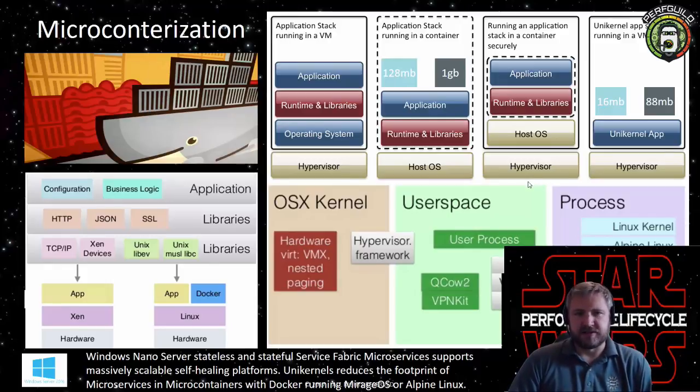It'll use about 128 meg, 1 gig container, quite bulky. Now, if you move this and deploy it to a unikernel container, so something running like Mirage OS or Alpine, what you can do is move the host OS outside, so that way you can reduce the footprint considerably. So 16 megabytes of RAM, 88 meg of disk space is much more linear.